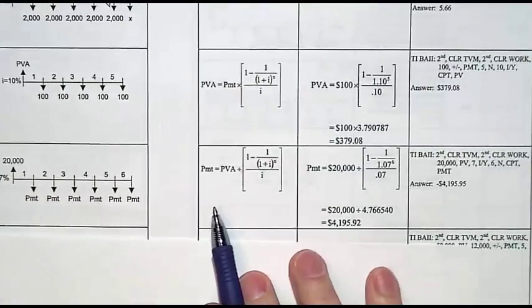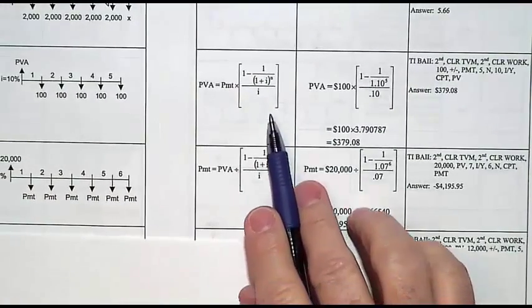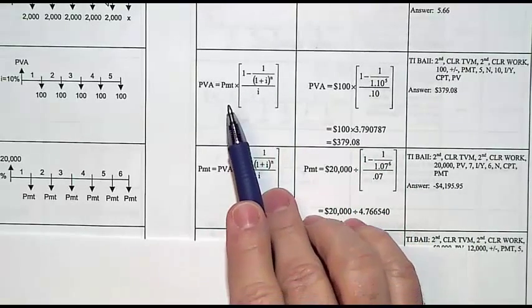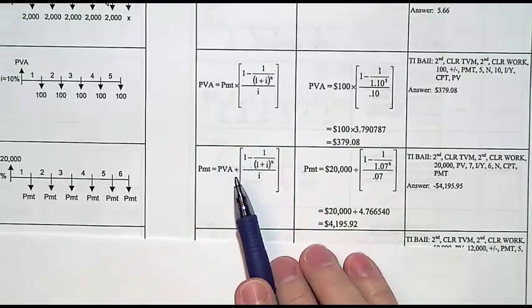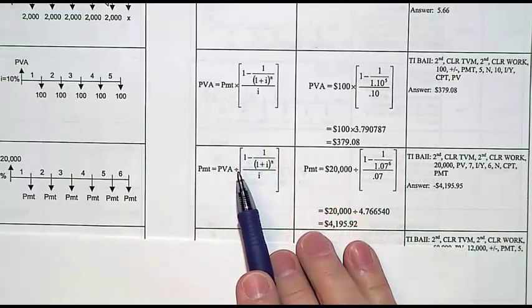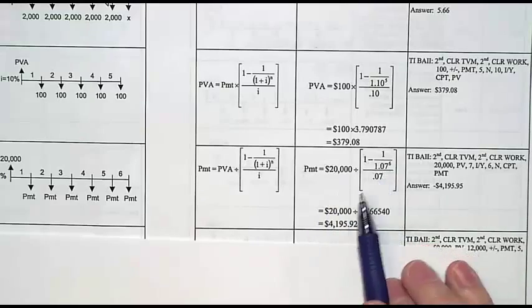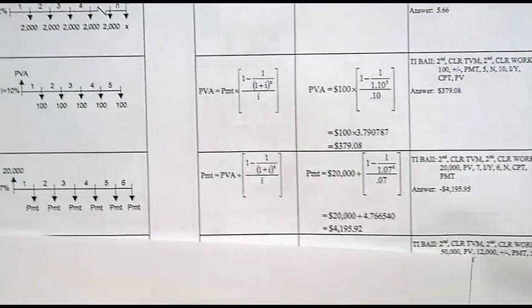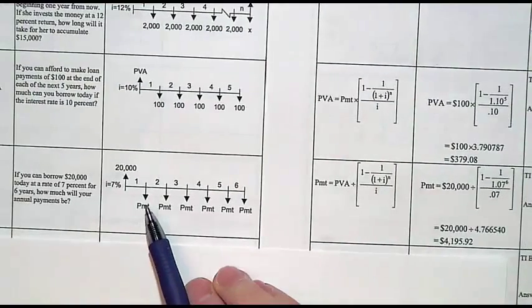Here's our structure. We could just turn this problem around and solve for payment instead of present value of the annuity. And so instead of having this multiplication sign, we have a divide sign over here. And if we did that, we would come up with $4,195.92.